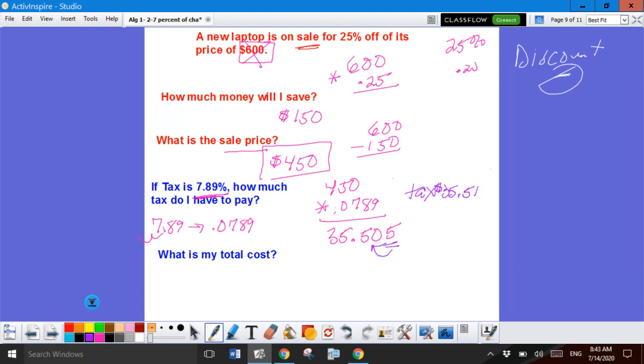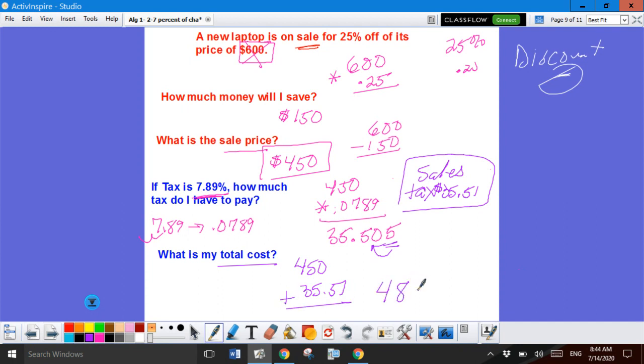It's going to round up that 100th spot. Okay, they're not going to let you keep your penny. Believe me, they are definitely going to have you pay it. So my amount of sales tax is $35.51. Okay, now what's total cost? Well, my original price was $450. My sales tax is $35.51. So I'm going to add those together. I come up with $485.51. So that problem is complete.